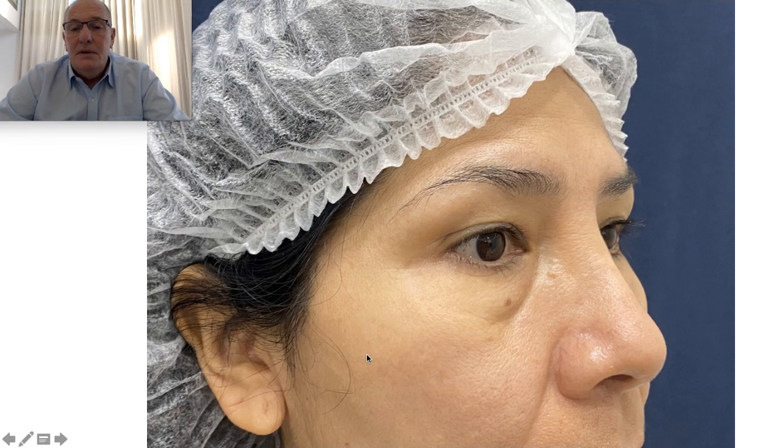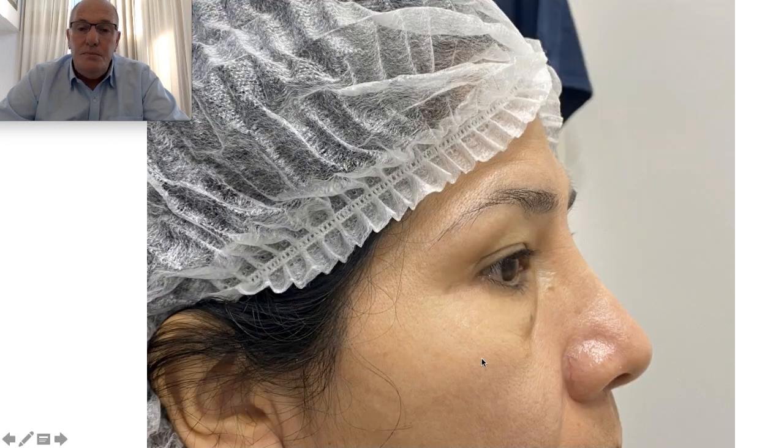Here we can see this patient has almost no flaccidity of the upper eyelid. This patient has a lot of lower eyelid fat pads, the important tear trough and the lack of voluminization. Here we can see the same. You can see the important tear trough. You can see laterally the lack of voluminization.